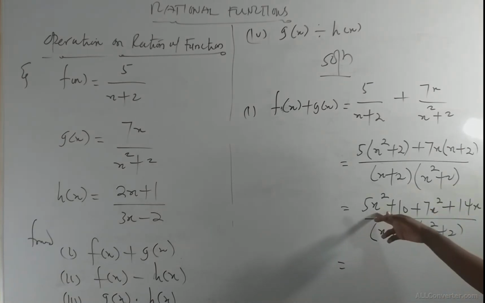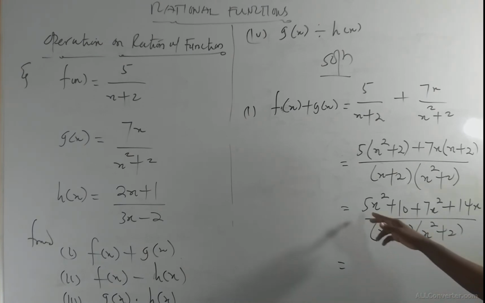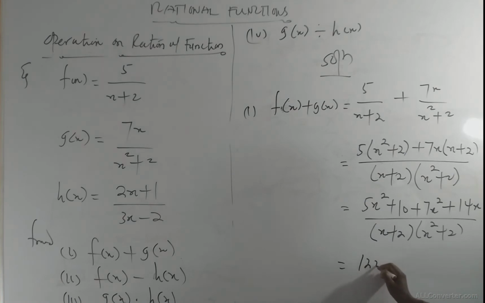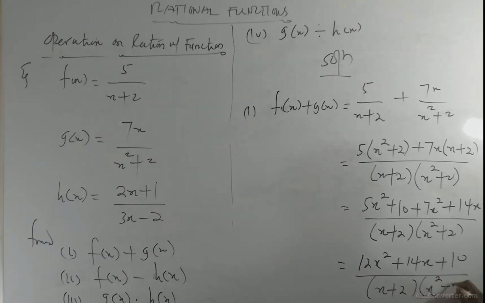So we have an x squared term here, another x squared term here. So 5x squared plus 7x squared will give us 12x squared. Then the only x term we have here is 14x, and the only constant we have here is 10. So all divided by the denominator, which is still x plus 2, then x squared plus 2.